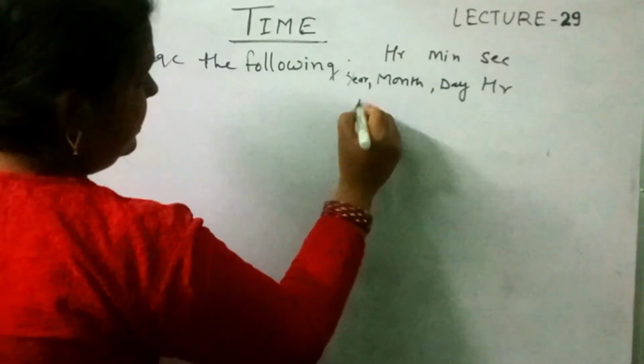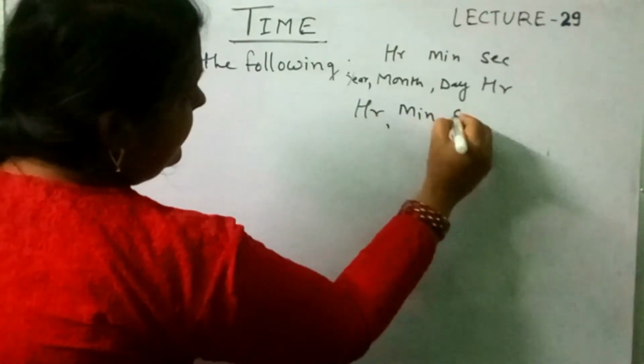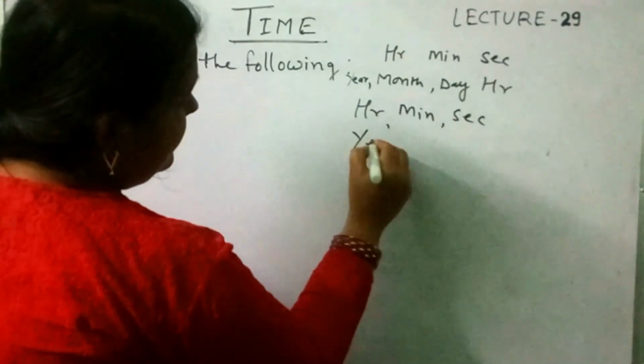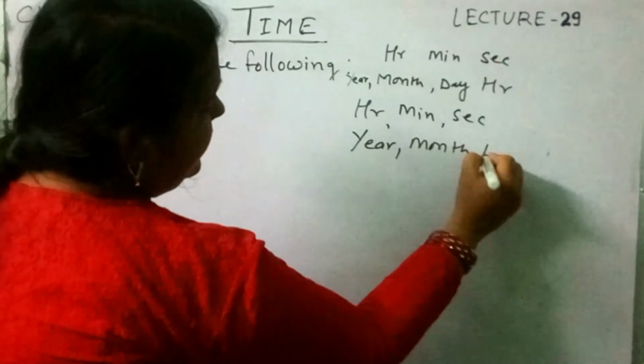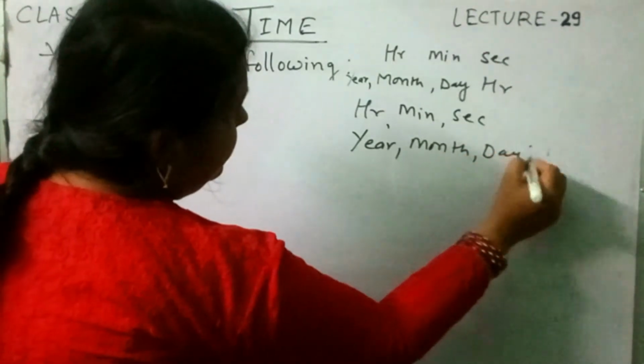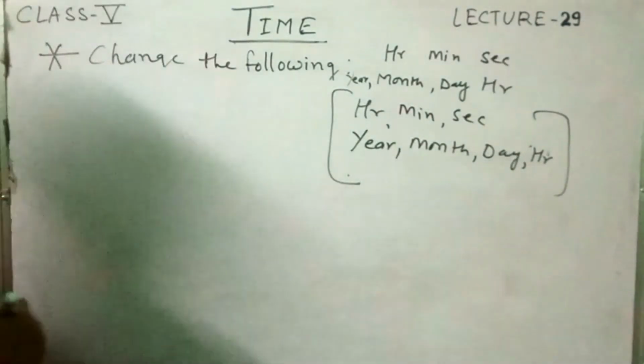So you write in your copy also, this order you write in your copy because it is easy for you to see lower unit and higher unit. And this one is okay.